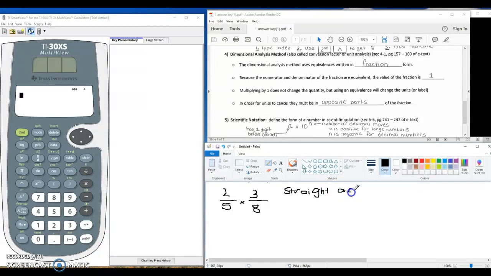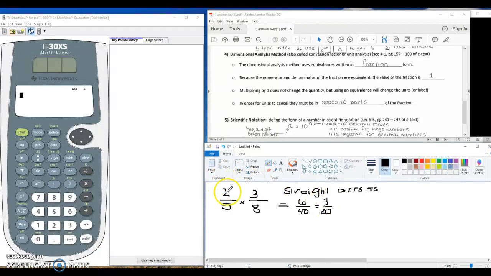So, for this problem, we would want to multiply the 2 times the 3, and when we do that, we would get 6. And then we'd multiply the 5 times the 8, and we'd get 40. This, however, is not a great answer because both 6 and 40 are even numbers, so we need to reduce this, and we can do that by taking out a common factor of 2. So if I divide the 6 by 2, I get 3, and if I divide the 40 by 2, I get 20. So this is the same as 3/20. Now, that fraction is fully reduced because 3 and 20 have no common factors.